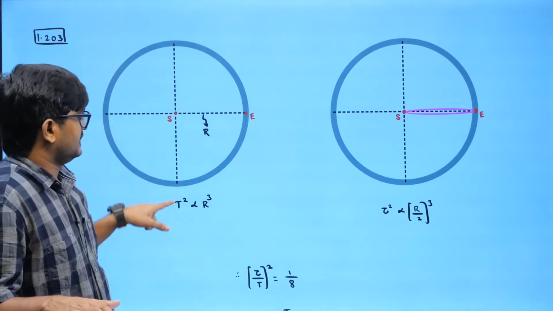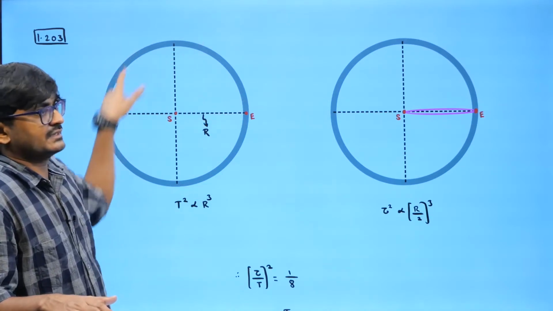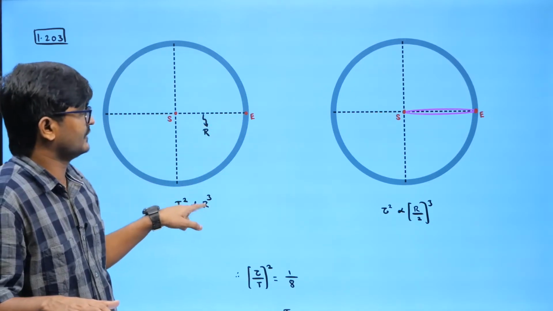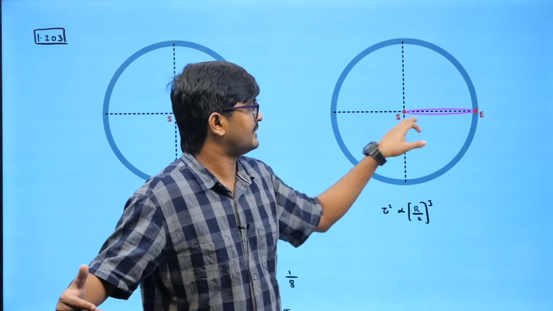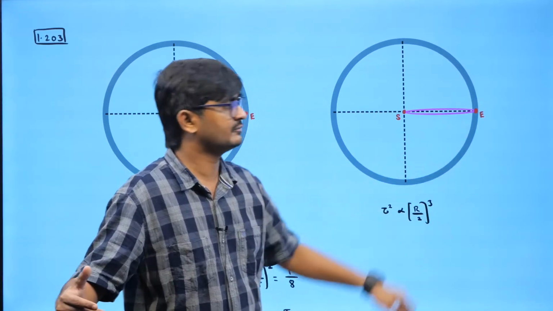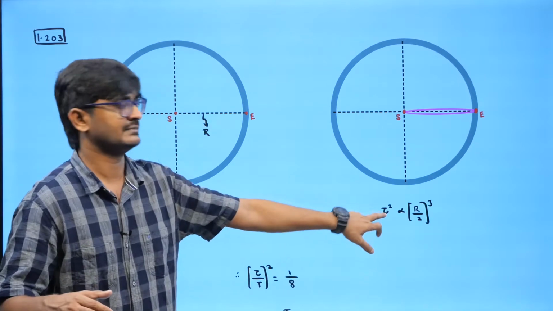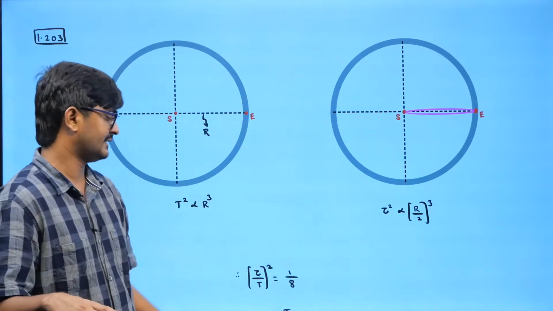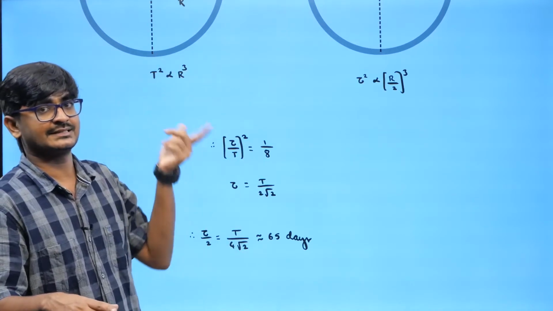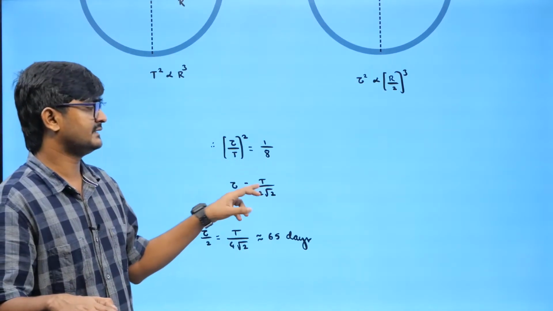Initially, this is the actual time period of Earth. Actual time period of Earth whole square is proportional to this distance whole cube. Now, this time period of this ellipse square is proportional to this semi-major axis whole cube. Now what I need is to find this time in terms of the old time. So I will be taking the ratio. I will be getting this one. But what we have seen the answer as 1 by 4 root 2, so this is not going to be the answer.